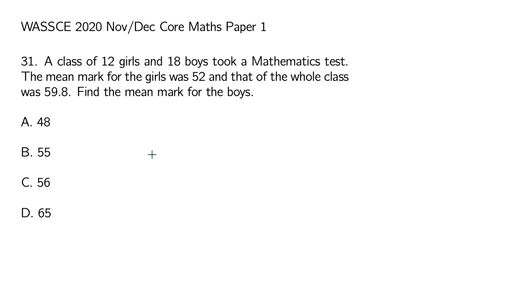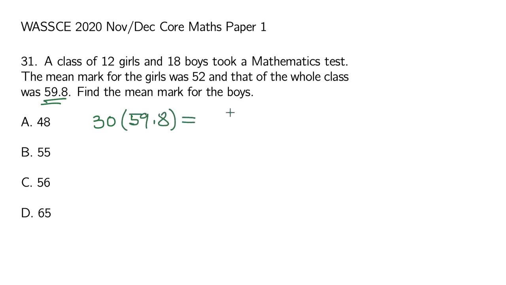We can begin by finding the total mark. There were 12 girls and 12 boys, so there was a total of 30 people who took the test. So if the mean of those 30 people was 59.8, then we can find the total score of the 30 people as 30 times 59.8.